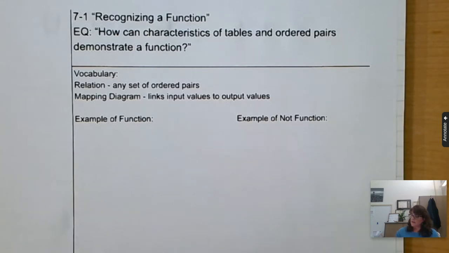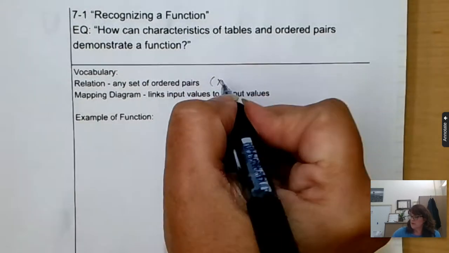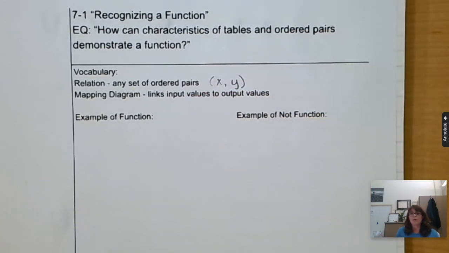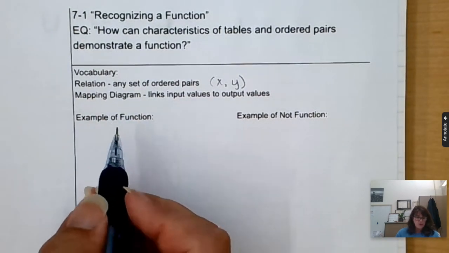Now, typically, input is X, output is Y. And we will continue to look at that through this entire topic as well. Now for topic 7, we're just going to do 3 lessons. And then in semester 2, we're going to do 3 lessons of topic 8. And that's going to be combined into one function unit. So here's what we want to look at. This idea of mapping diagrams. So here's an example of a function.